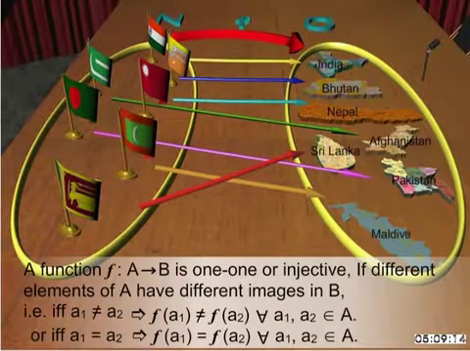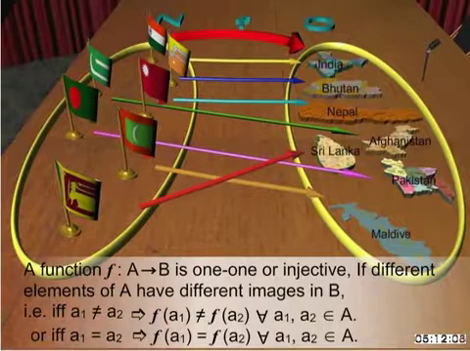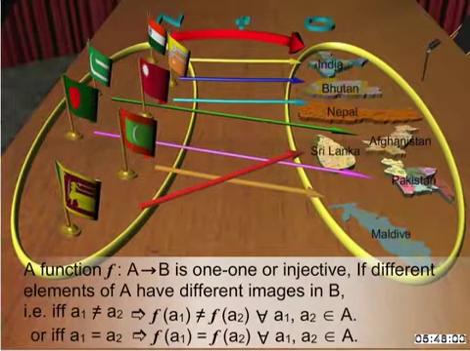A function f from set A to set B is 1:1 or injective if distinct elements of set A have distinct images in set B, which implies if a1 is not equal to a2, then f of a1 is not equal to f of a2 for all a1, a2 belonging to set A, or equivalently, if f of a1 is equal to f of a2 implies that a1 is equal to a2 for all a1, a2 belonging to the set A.